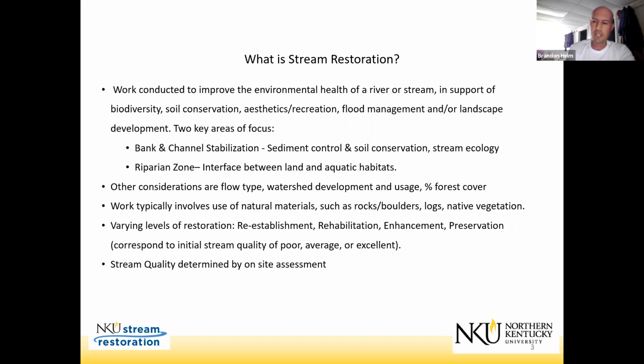And the other thing that we do a lot of focus on is the riparian zone. A riparian zone is that interface between the aquatic habitat and the land habitat. So that vegetated area along the stream banks, usually anywhere from 10 feet immediately at water's edge to 50 to 100 feet from the edge, can be considered that.